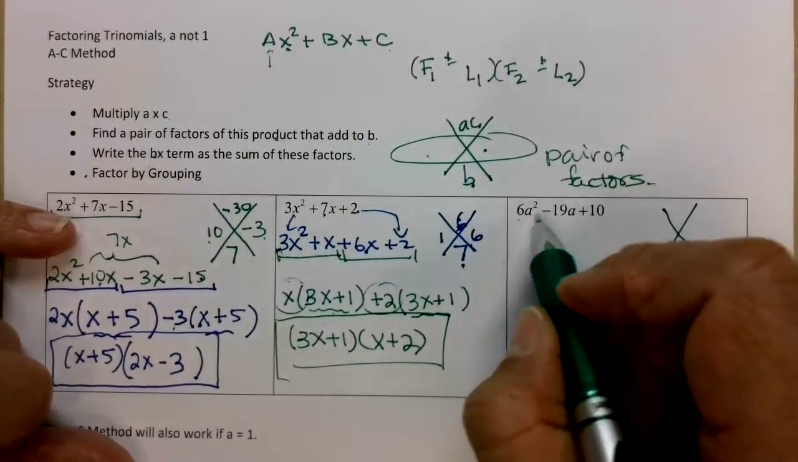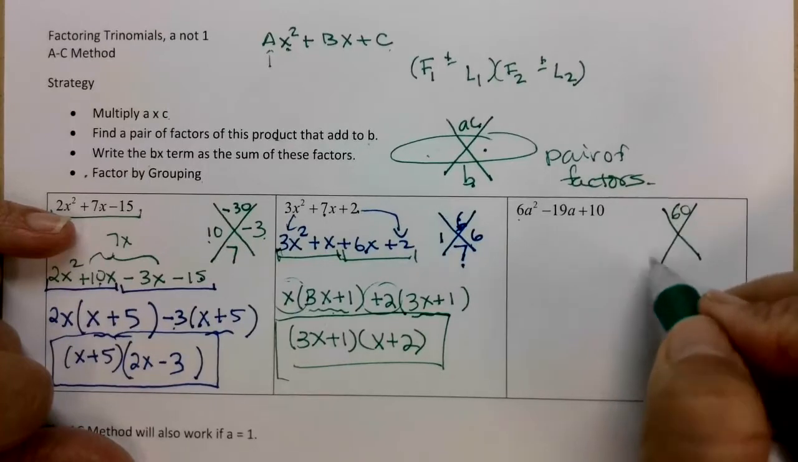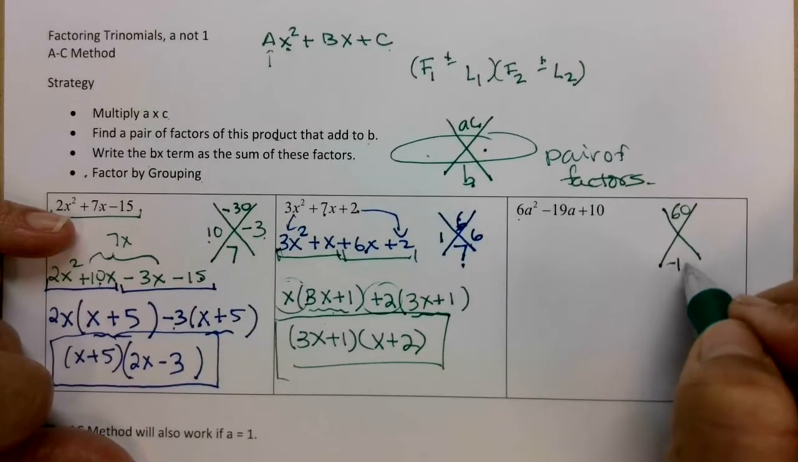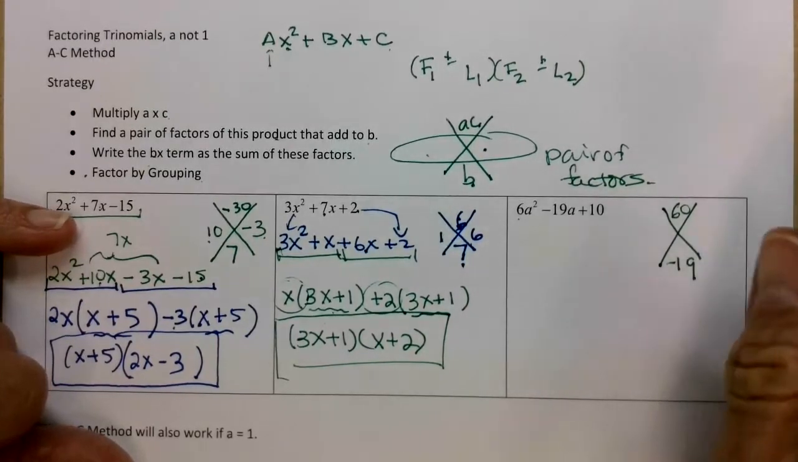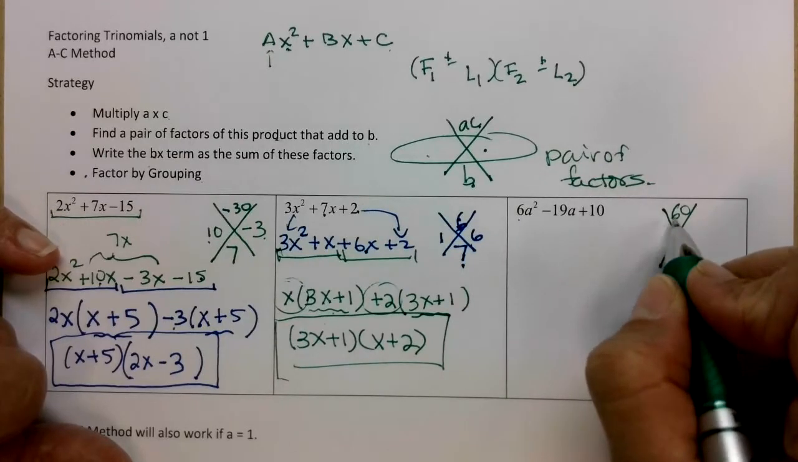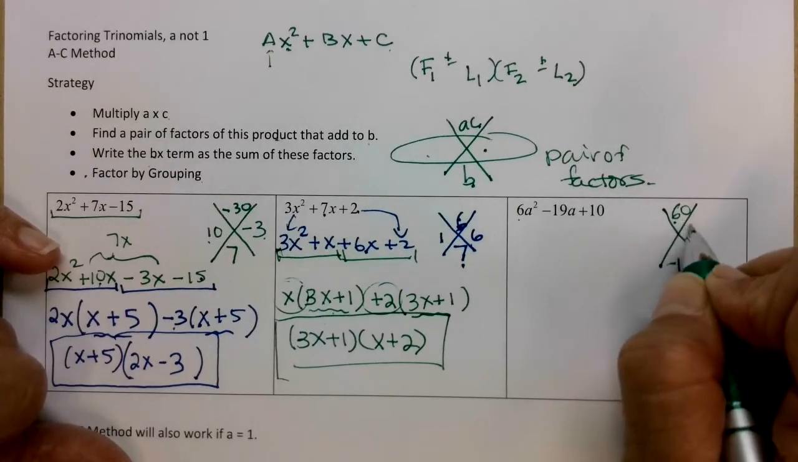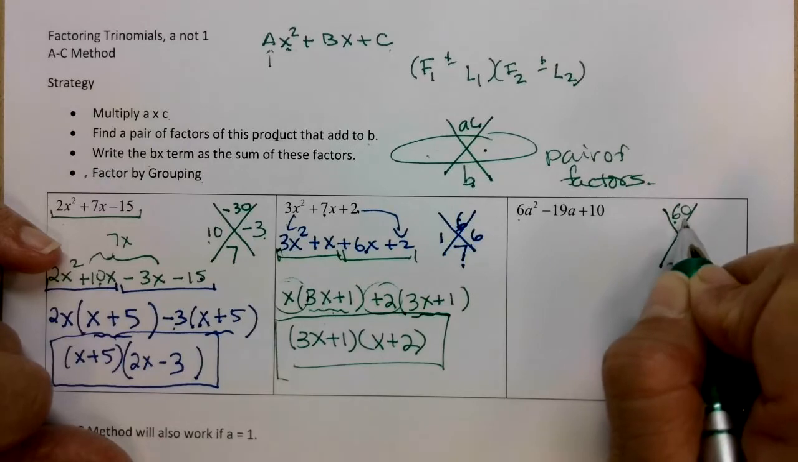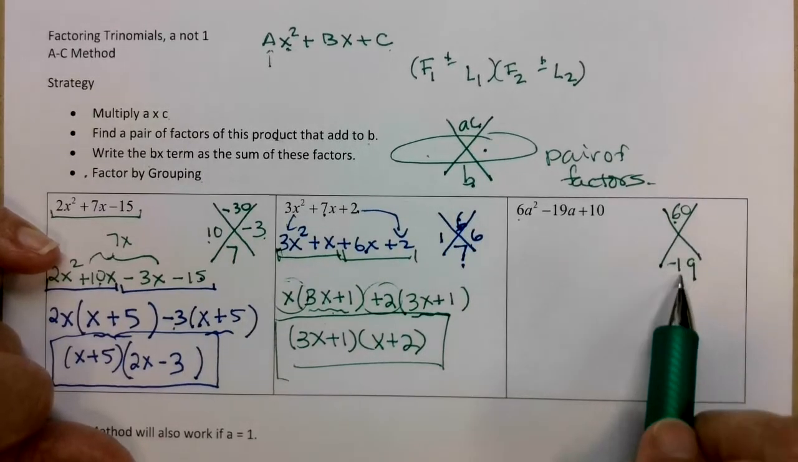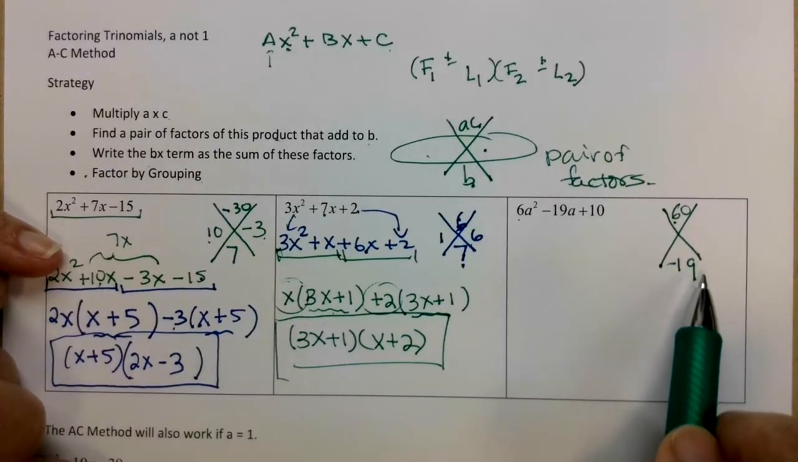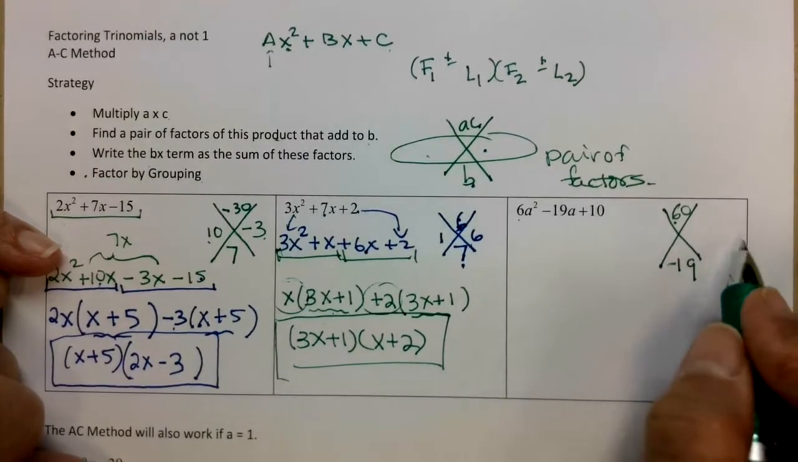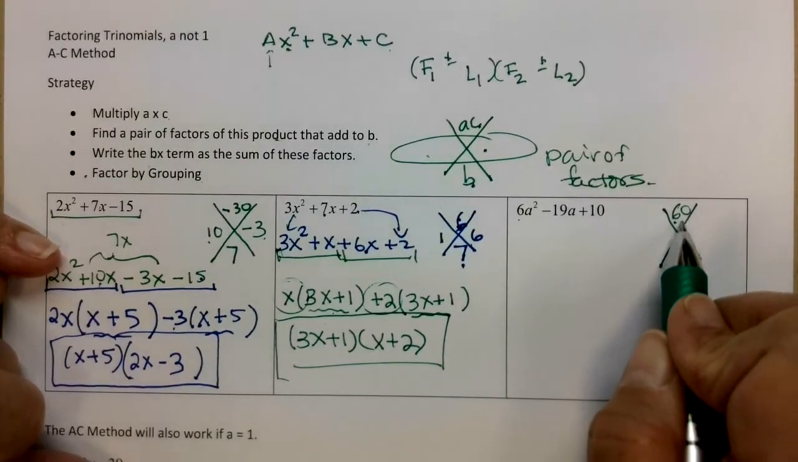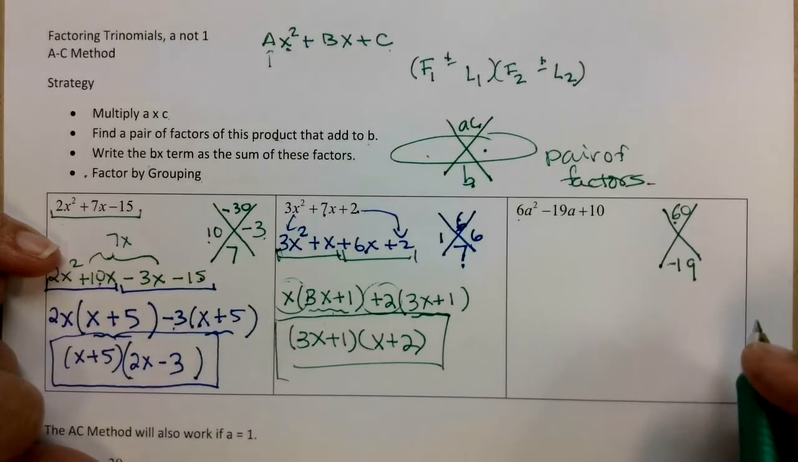Here we go. 6 times 10 is 60. Negative 19 in the bottom. Now for signs: 60 is positive, so the only way we multiply to get a positive is if they're both positive or they're both negative. And since the 19 is negative, I know they're both going to be negative numbers. So I'm going to have a negative and a negative here. So two numbers that'll multiply to give me 60.